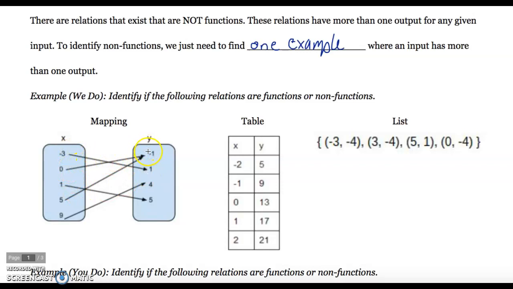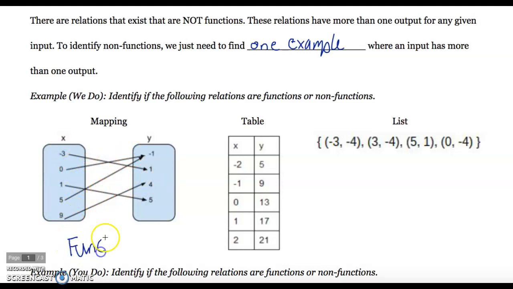0 only goes to -1. 1 goes to 5, 5 goes to -1, and 9 goes to 4. That's fine. So each of these x values only has one arrow coming off of it, and so we would say that this is definitely a function.